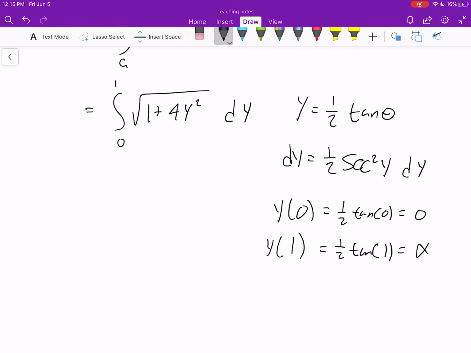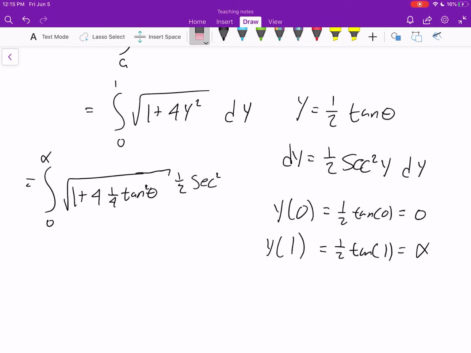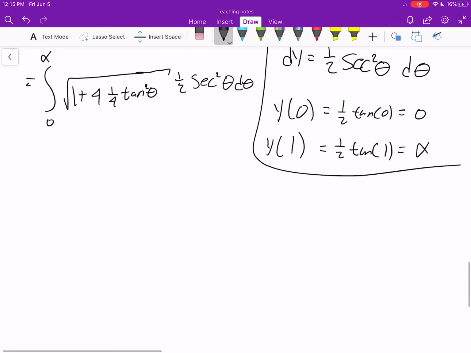But anyway, we're just going to call that alpha, and we're going to write this as the integral from 0 to alpha, because I'm changing my bounds for the trig substitution. Square root of 1 plus 4 y squared, so 1/4 tan squared theta. And then I have dy, so I get a 1/2 secant squared. Sorry, that's my bad. It shouldn't be secant squared y dy, it should be secant squared theta d theta. 1/2 secant squared theta d theta. Let me box that.